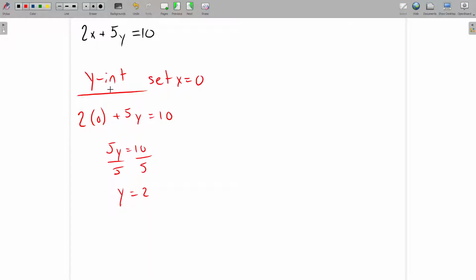Now the y-intercept is a point. It's a coordinate point. So we don't want to write the y-intercept as y equals 2. It's a coordinate point when x is equal to 0, y is equal to 2. Right, so this coordinate point is our y-intercept.